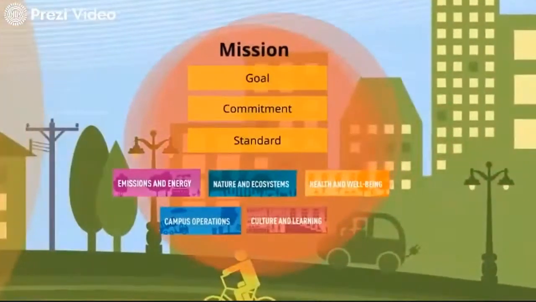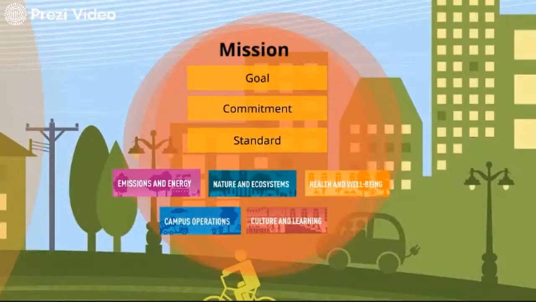To accomplish these goals, realistic commitments and standards have been developed since 2009, all around 5 specific topics: emissions and energy, nature and ecosystems, health and well-being, campus operations, and culture and learning.